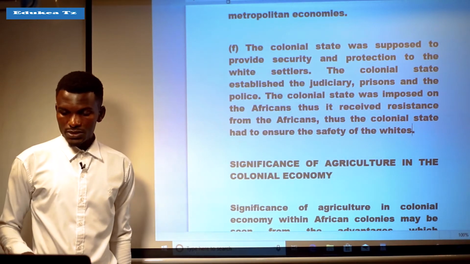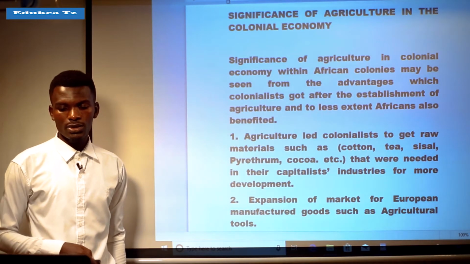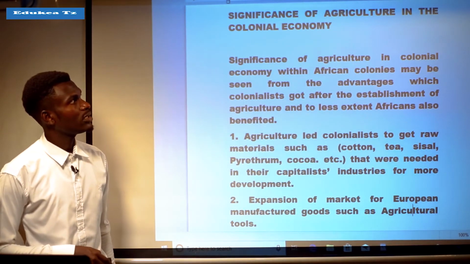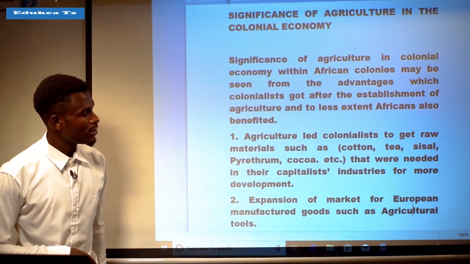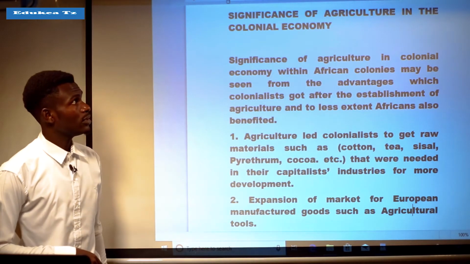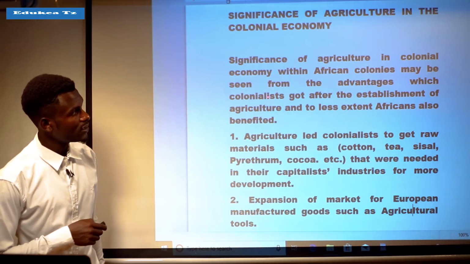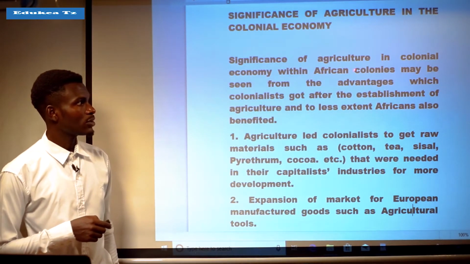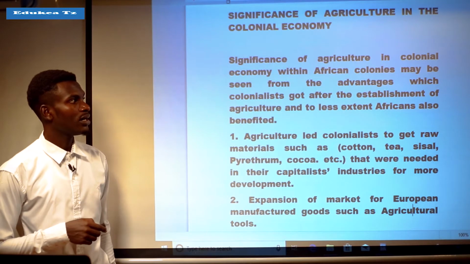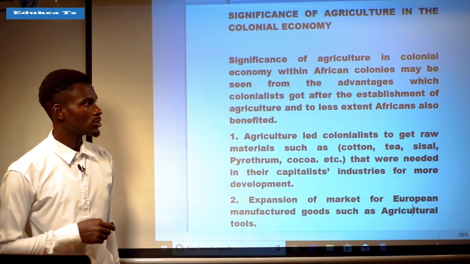After looking at the objectives of the colonial states, let us see the significance of agriculture in the colonial economy. That is the second subtopic. The significance of agriculture in the colonial economy within African colonies may be seen from the advantages which colonialists got after the establishment of agriculture, and to a lesser extent Africans also benefited.